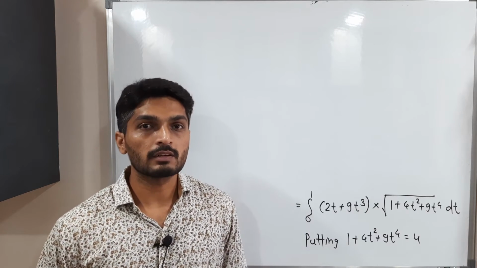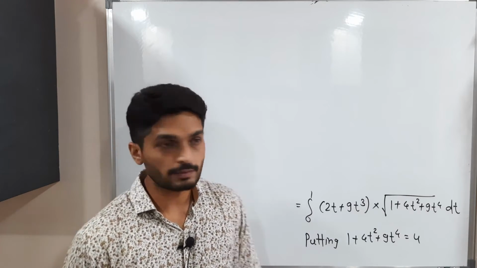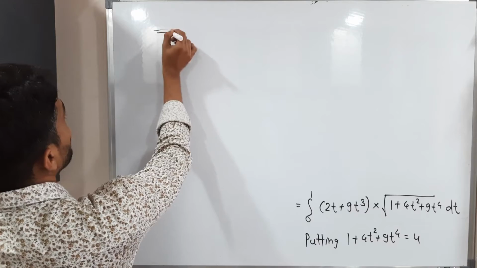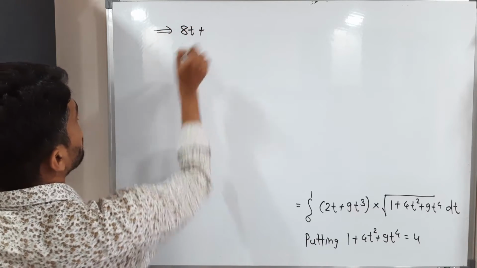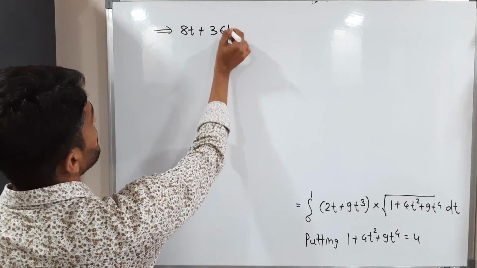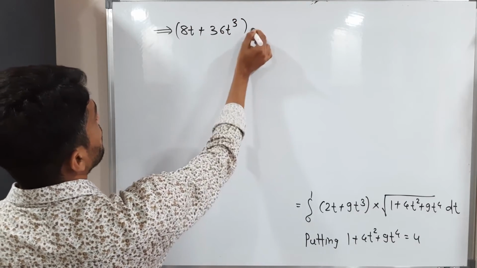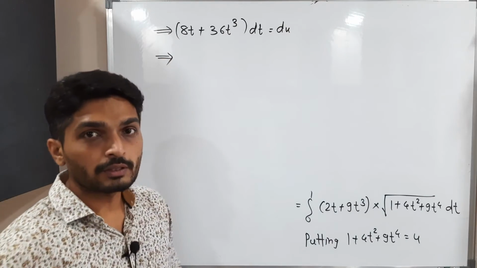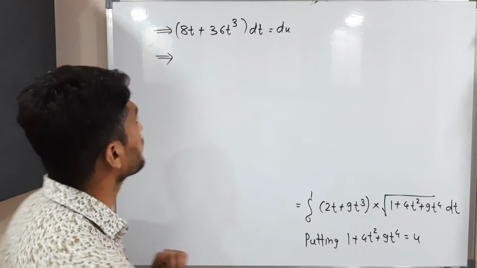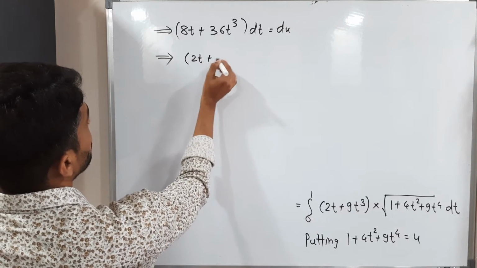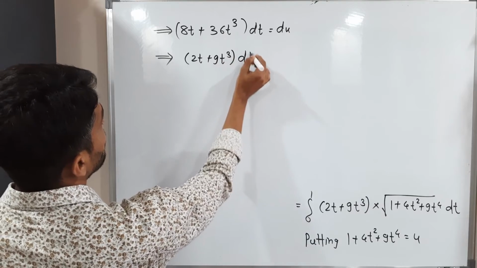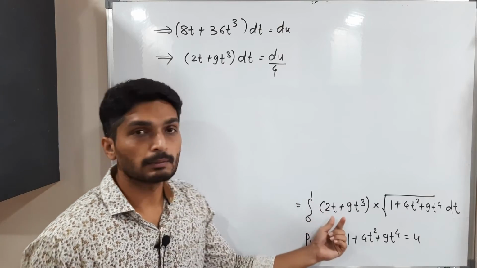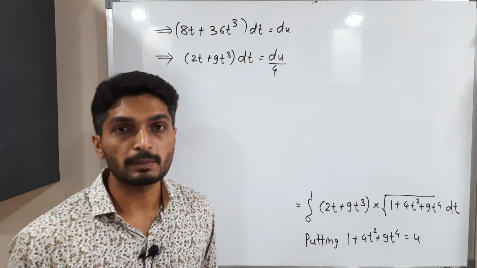After putting anything, our first task is to find its derivative. Let us find its derivative first. The derivative of 1 is 0. The derivative of 4t square is 8t, plus the next derivative is 36t cube, dt is equal to du. Now I am going to divide both sides by 4. What happens if I divide both sides by 4? 2t plus 9t cube, dt is equal to du by 4. Fortunately, this bracket is available here, so this bracket into dt we can replace by du.